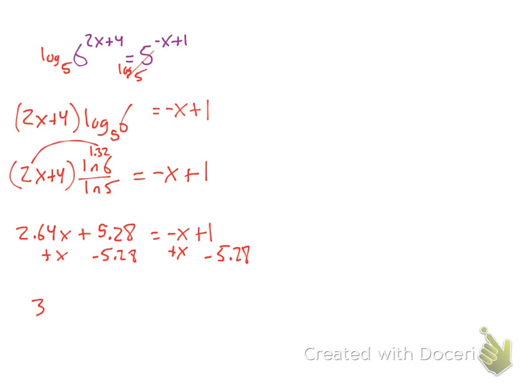So this will end up being 3.64x equals a negative 4.28. Divide both sides by 3.64, and x is equal to a negative 1.17. Some people should verify. Could be some verification here. 1.17. Okay.